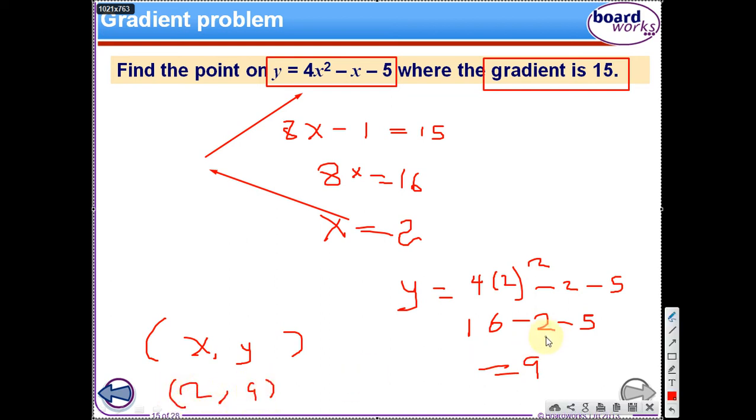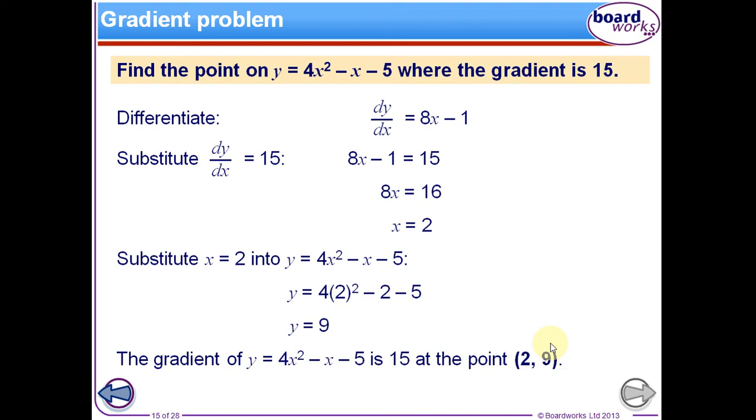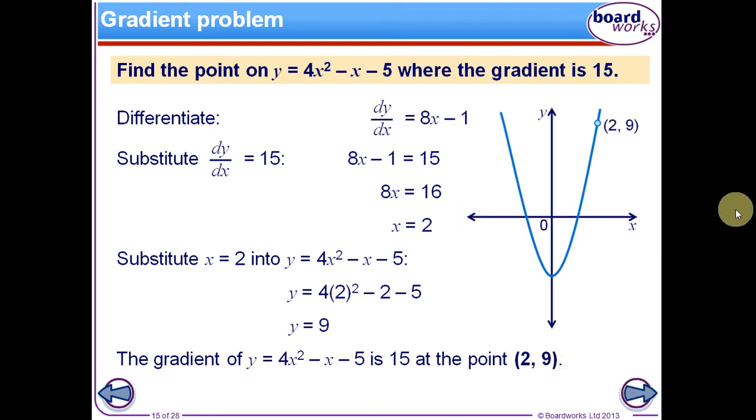So let me take you through the board work. That's what we have there, and that's the answer. So guys, you can pause this video and make sure you understand it. And you can also plot the graph. I'm going to do that now.